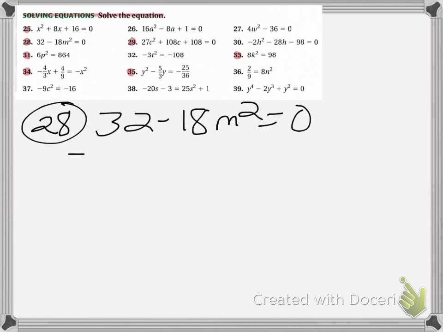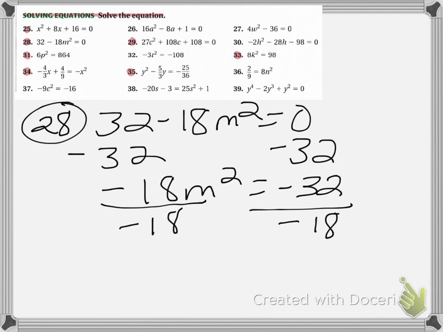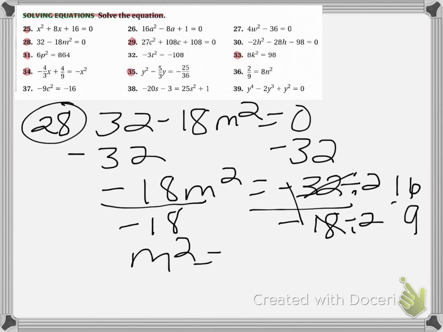Number 28, we had to subtract 32 from each side, so we can start getting 18m squared by itself. So we get negative 18m squared equals negative 32. We divide each side by negative 18, and we get m squared equals, 2 will go into 32, 16 times. 2 will go into 18, 9 times. So we have 16 over 9.